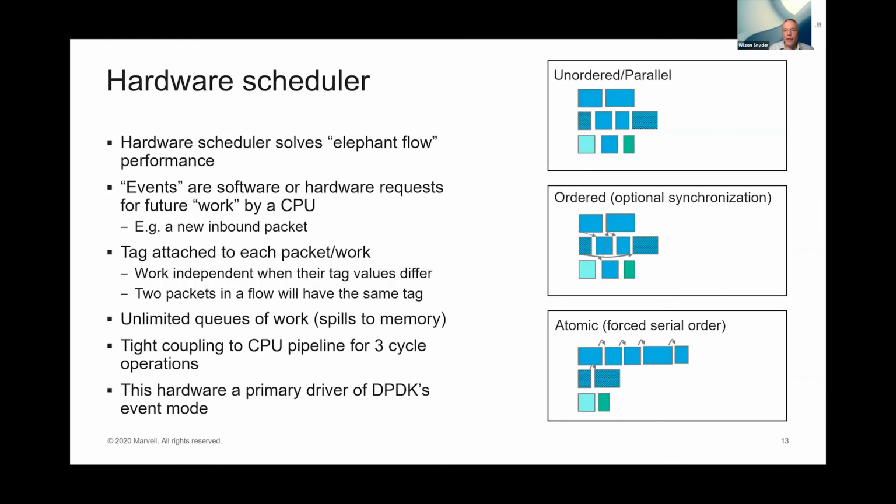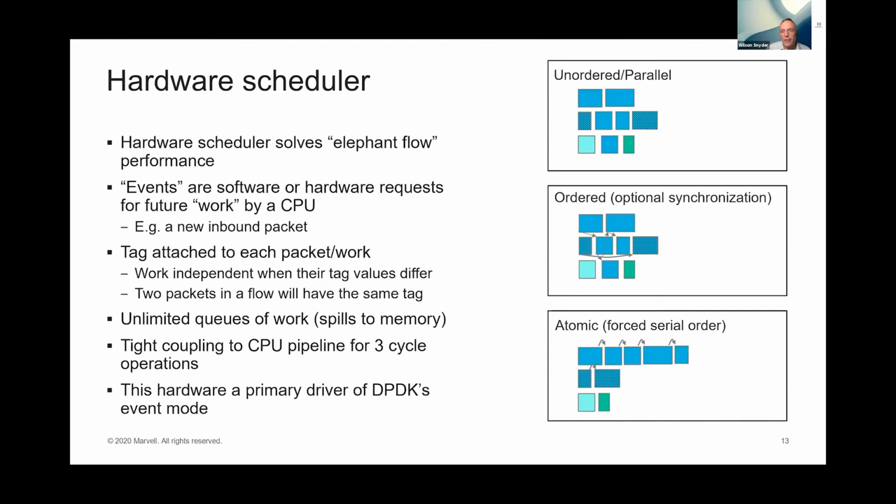We have a hardware scheduler, and again, the typical use of this is event mode DPDK, which is one of the libraries in DPDK, among others, that Marvell has contributed to the community and worked with the community to define as a standard. The purpose of this block is basically, let's say you're getting a bunch of packets, and these are represented by colors on the right-hand side.